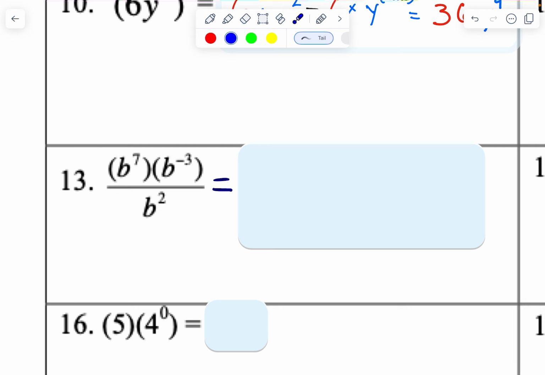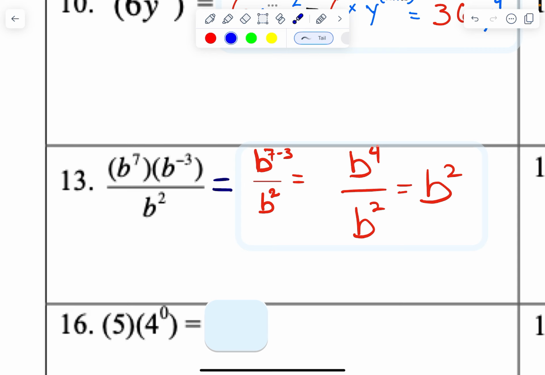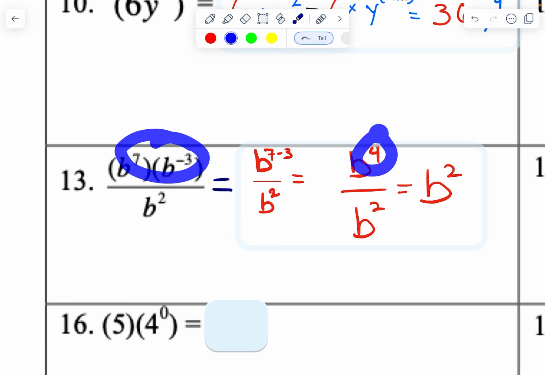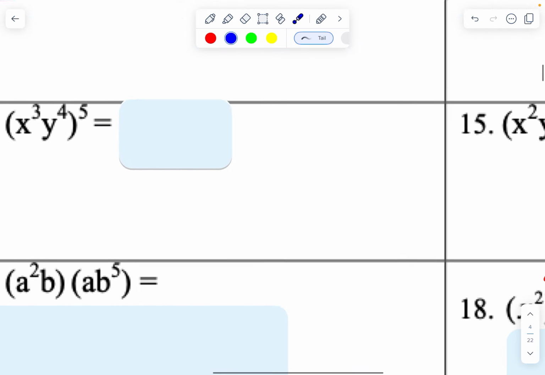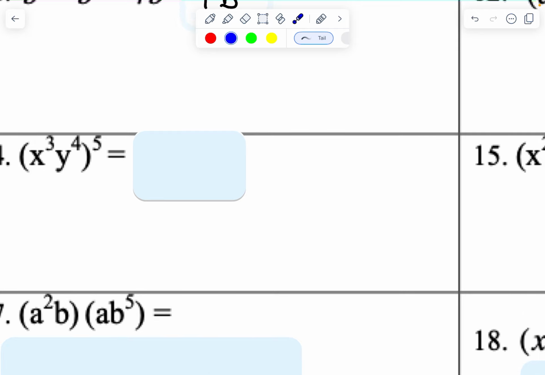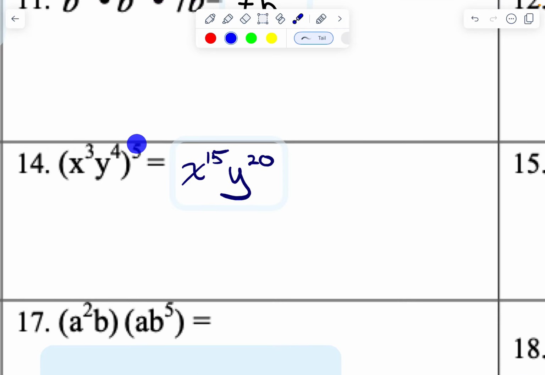B to the 7th times b to the -3 over b squared. I'm going to first combine my bases on top. So I'm going to add 7 and -3 and get b to the 4th. I have b squared on the bottom, and I'll apply the quotient rule and come up with b squared. We're going to take x to the 3 times 5, or 15, and y to the 4th to the 5th. So I just multiply those exponents together, and I get y to the 20th.